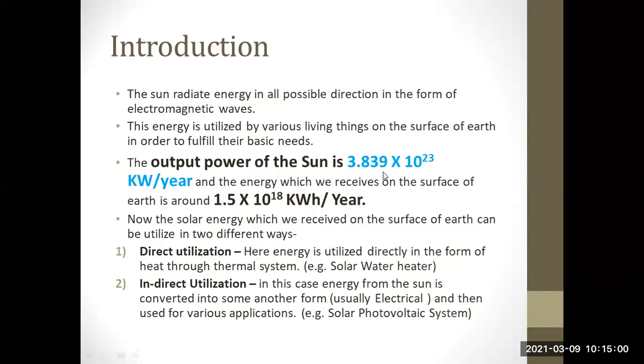So there we will have to remember this factor, so please note it down. The output power of sun is 3.839 into 10 to the power 23 kilowatt per year, or simply 10 to the power 26 watt per year. Did you note it down? Yes, sir. Okay, good.